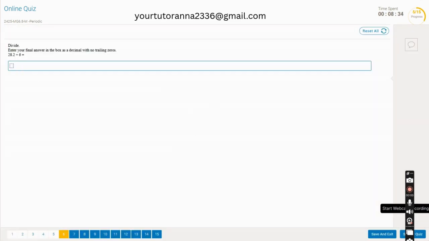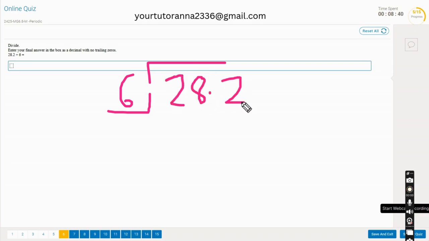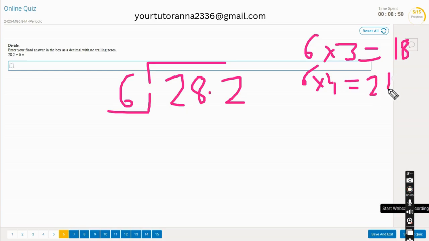And this one, what do we have? 28.2 divided by 6. Now we know what is the closest number to 28.2. 6 times 3 is what? 18. 6 times 4 is 24. And 6 times 5 is 30. Now, what is 6 times 4? That's 24. You put 4 up, you put 24 at the bottom.